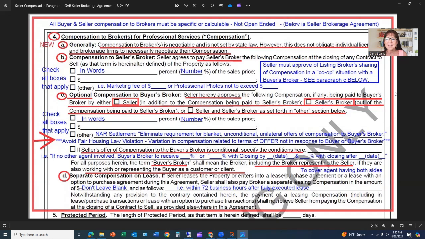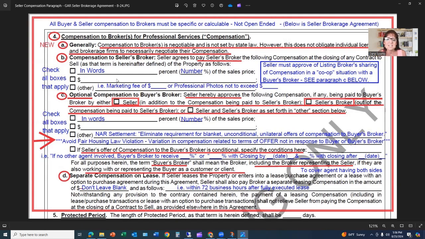Seller agrees to pay seller's broker the following compensation at the closing of any contract to sell. And there are 3 check boxes there. The first one is where this compensation is expressed as a percent of the sale price. Now, don't get confused. The 2 fill in the blanks: one is where you spell it out in words, and the next one is where you spell it out as a number. So a percent of the sale price. The next one would be a flat fee dollar amount. And the third one is other.